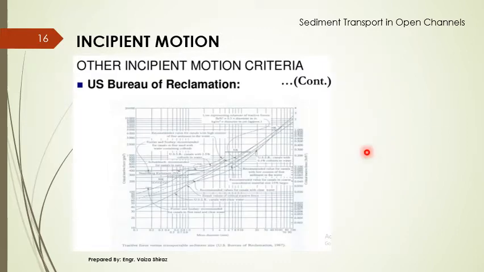And the last one is the US Bureau of Reclamation. So you can see this graph, along Y you have the tractive force, and along X you have the mean sediment size. So you can find out the tractive force, or if you know the tractive force and the diameter, you can check where your point is lying, and you can predict whether the tractive force for that particle is sufficient to start the incipient motion or not.